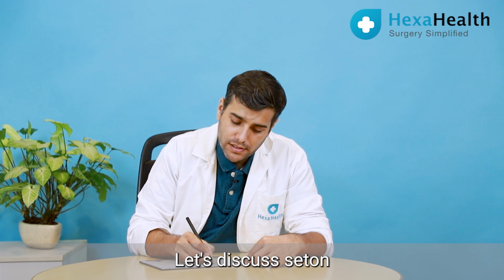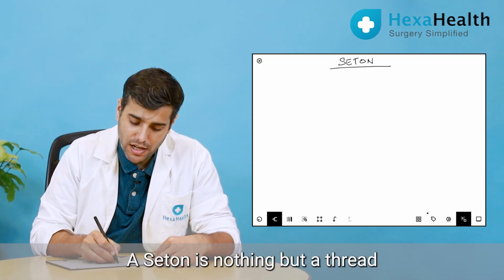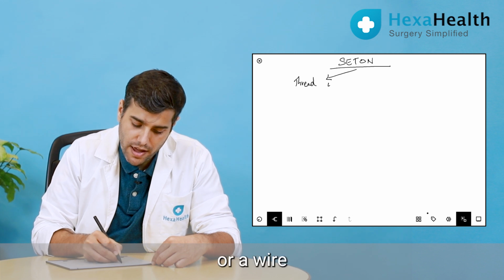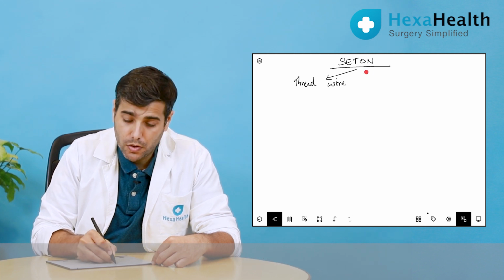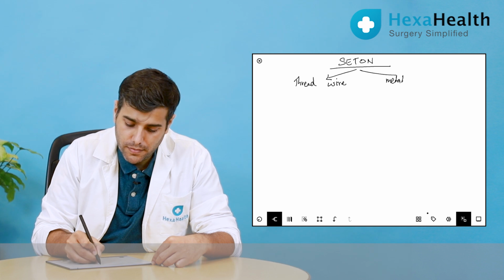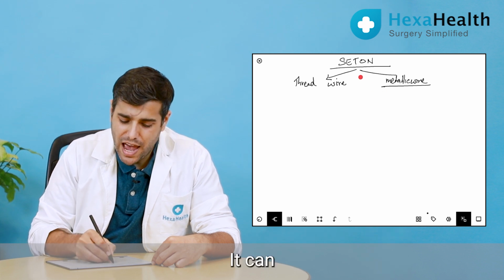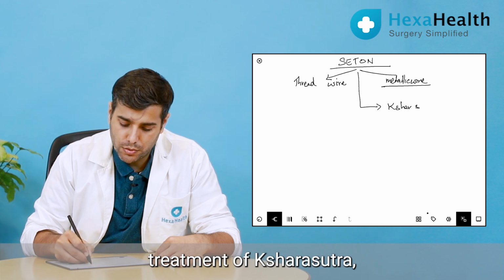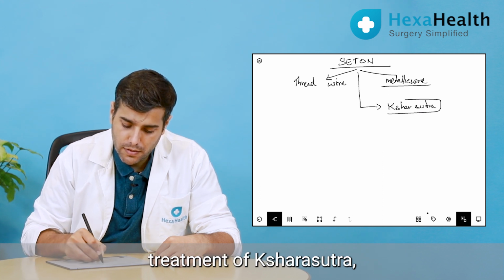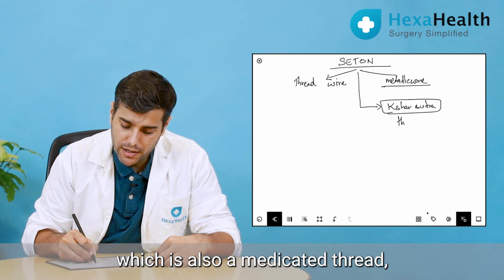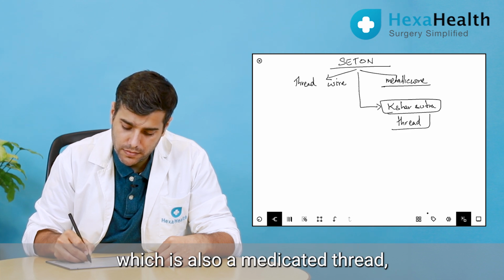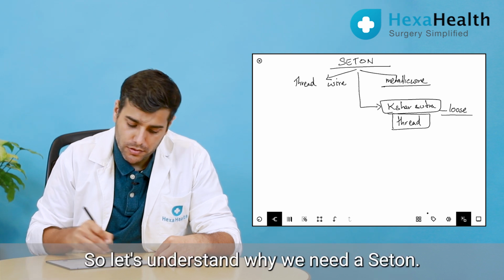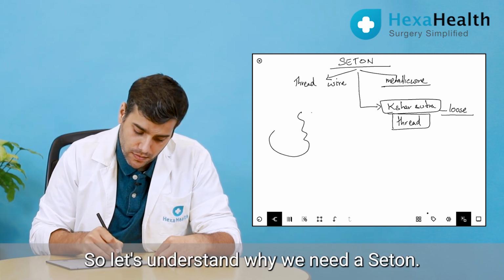Let's discuss Seton. A Seton is nothing but a thread or a metallic wire. It can or cannot be compared to the Ayurvedic treatment of Shar Sutra, which is also a medicated thread, but this is categorized as a loose Seton. So let's understand why we need a Seton.